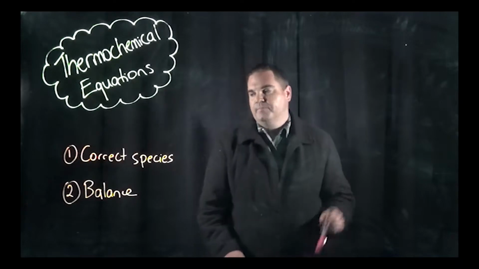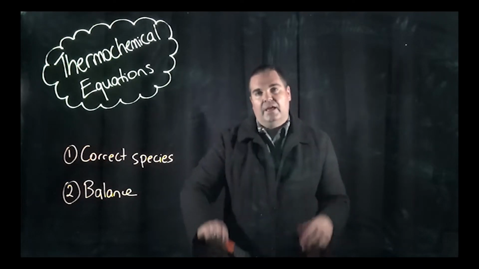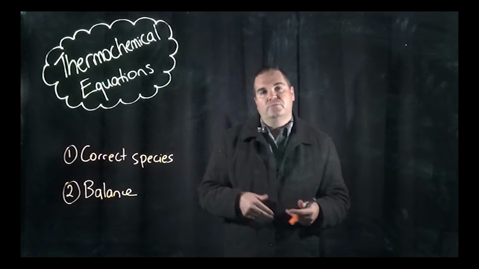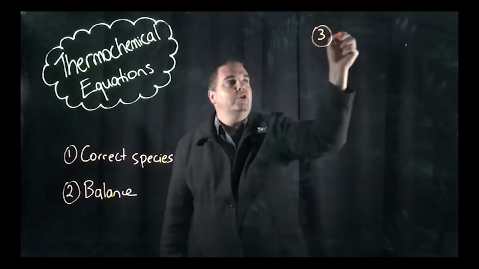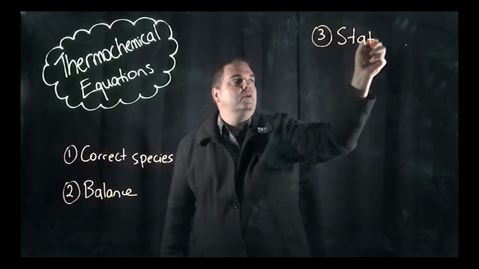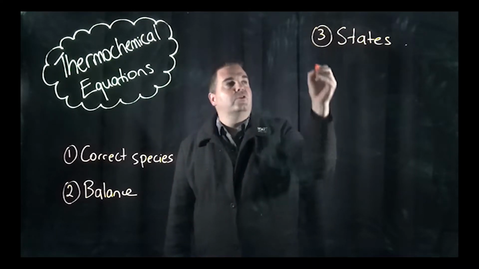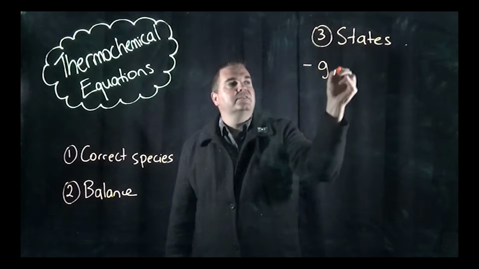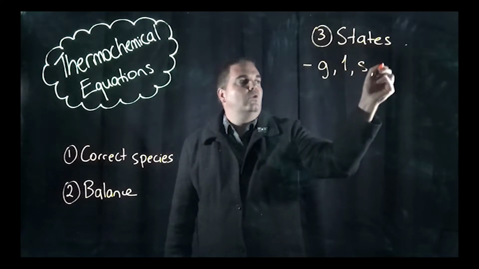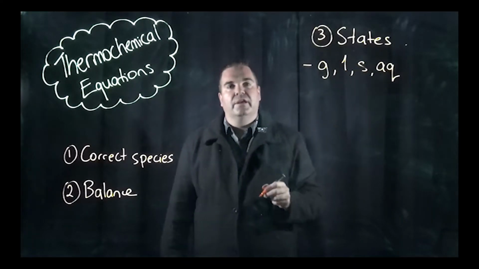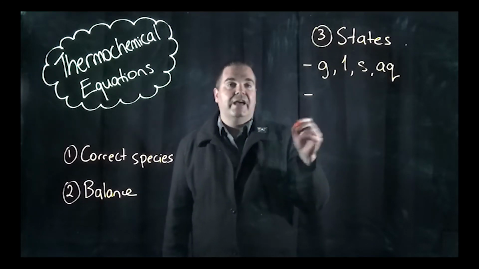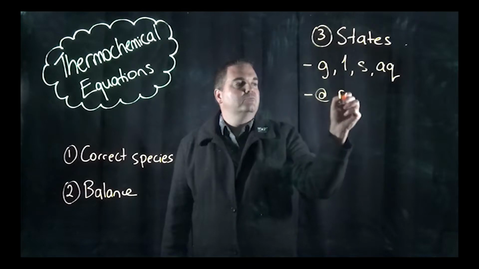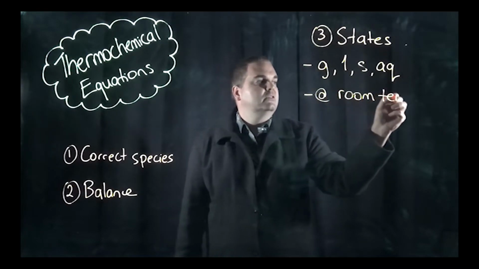Nothing different about those. However, the two things that you need in a thermochemical equation which are different to a normal equation are, firstly, the states. By the states, what we're talking about is you need to write down if it's a gas, a liquid, a solid, or if it is aqueous. And it's really important to put those in. And the states are as they exist at room temperature.